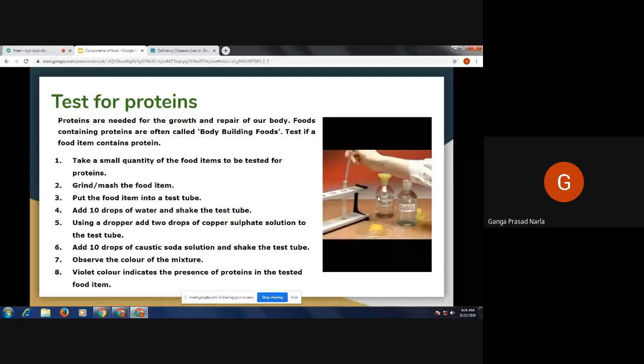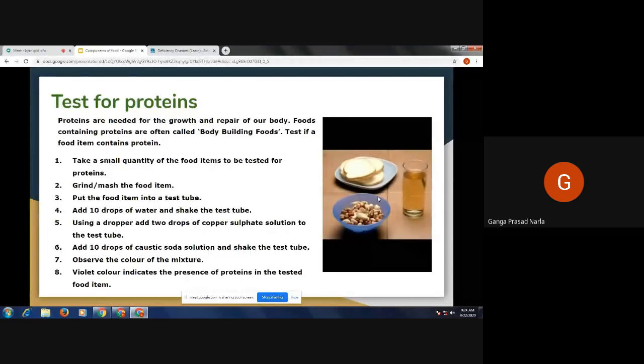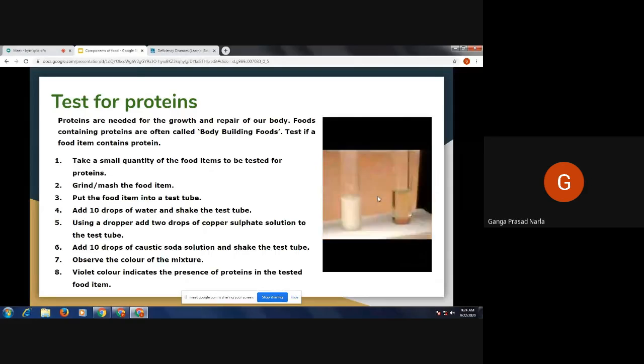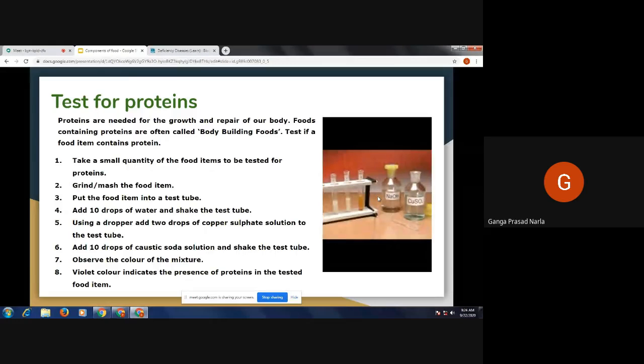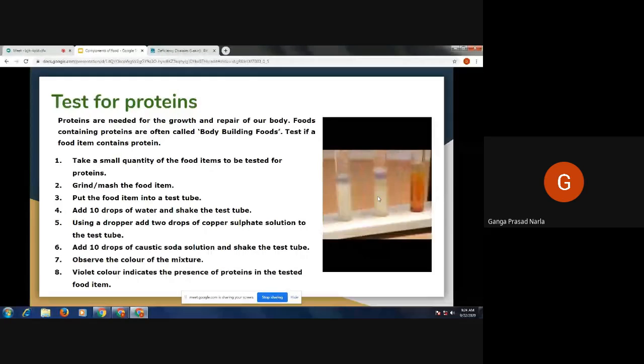To test for proteins, we need to take a small quantity of the food item, and we need to mash or grind it. Then we take the food item into a test tube. We need to put 10 drops of NaOH and 2 drops of copper sulfate, right?